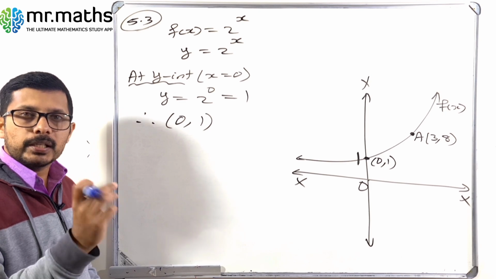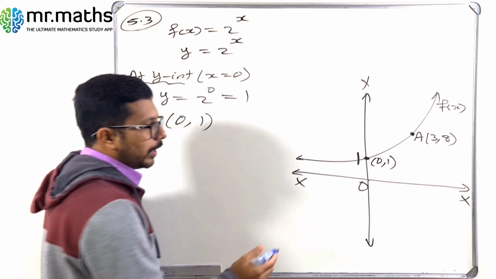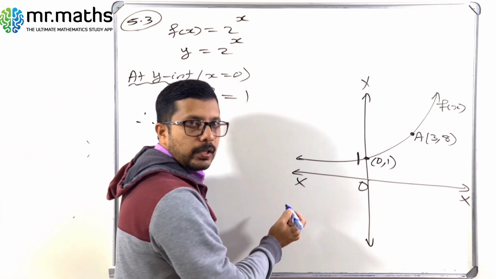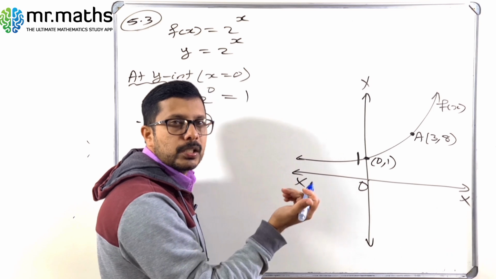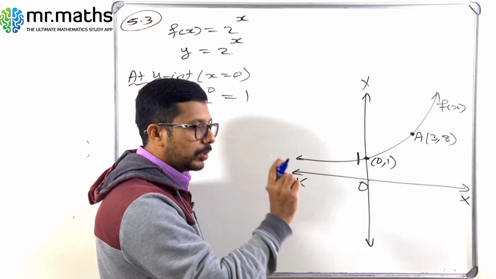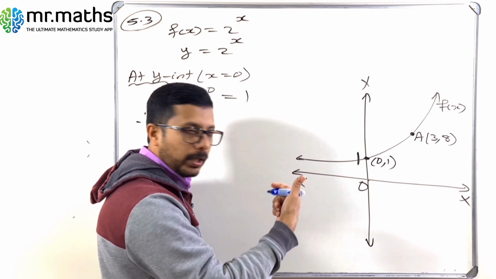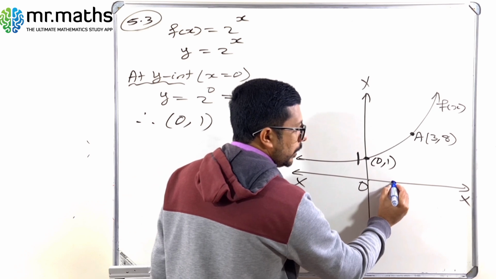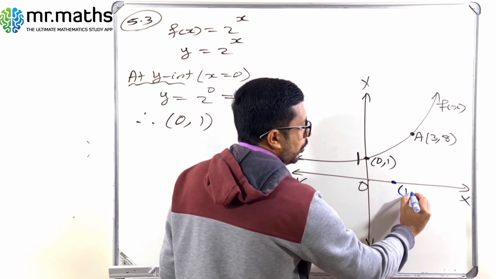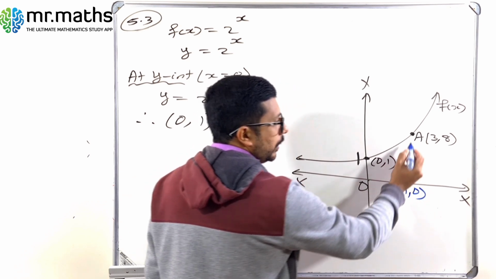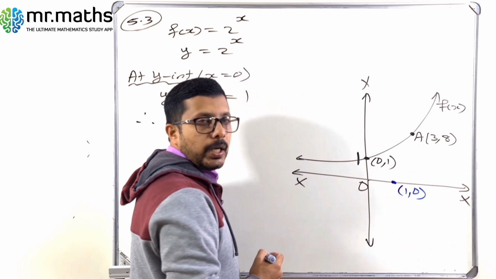You have to swap x and y values. Okay, so look at the graph here, (0, 1). When you swap x and y, it is (1, 0). Am I right? (0, 1) becomes (1, 0). (1, 0) is somewhere here. This is (1, 0). And here there is another point, (3, 8).